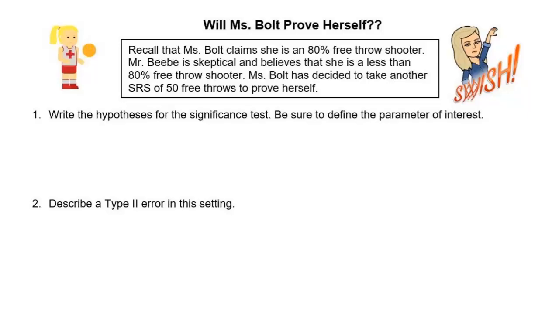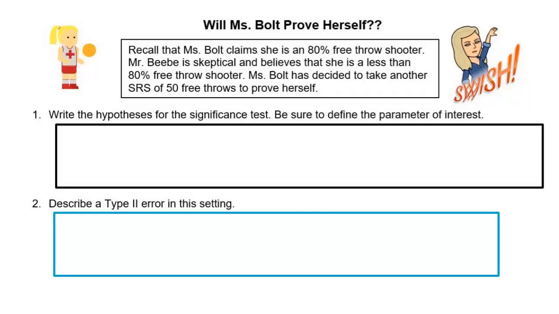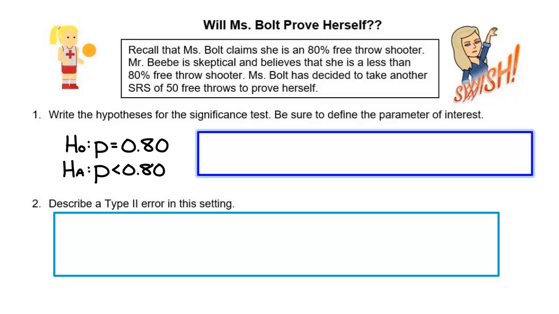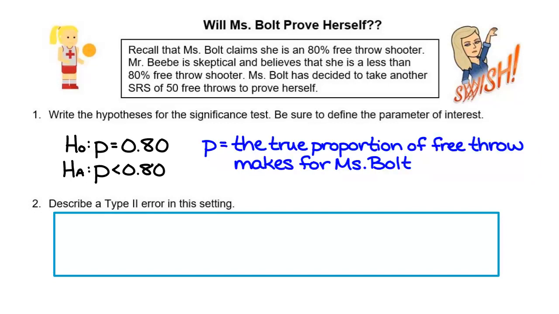So I want to write down what the hypotheses should be, and I want to define the parameter of interest here. What would the null hypothesis be? P equals 0.80. Yes. What would the alternative hypothesis be? Yeah. P is less than 0.80. And in this case, what does P mean? Yes, the proportion of free throws that I make.